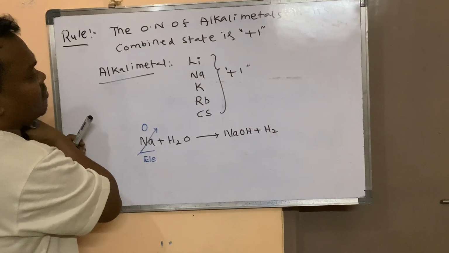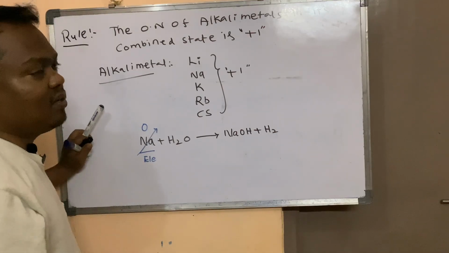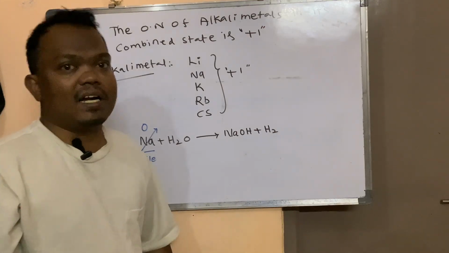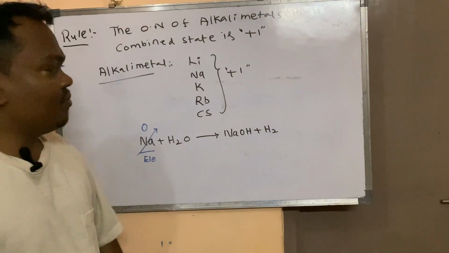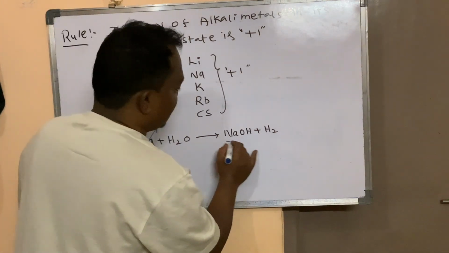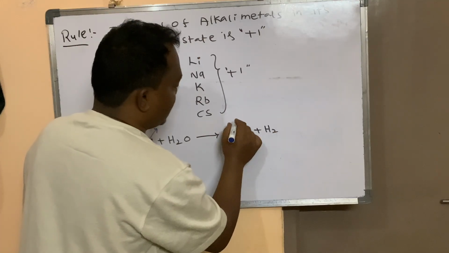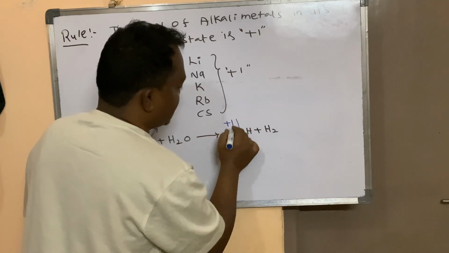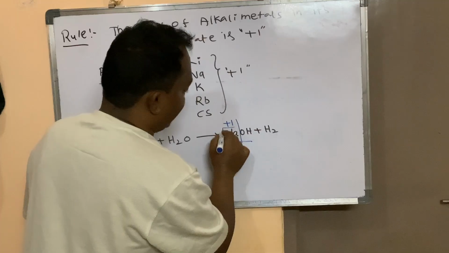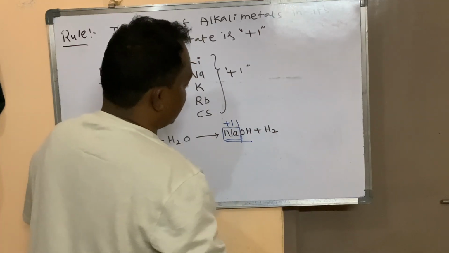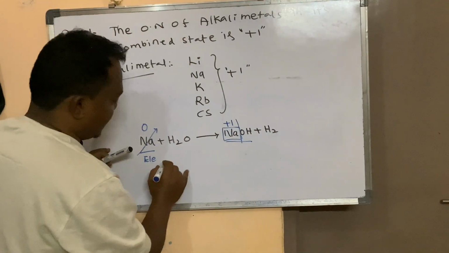Second rule, what is it going to tell us? In the second rule, the oxidation number of any atom in its elemental state is 0. In this particular case, sodium is in the combined state, so we can go with plus 1. So sodium's oxidation number is plus 1.